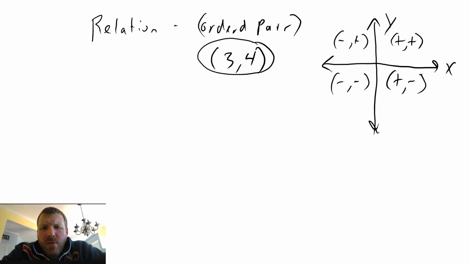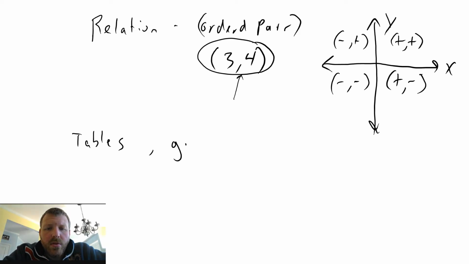But basically, a relation is just a set of ordered pairs, okay? Could be one, could be more than one. Relations are represented in different ways, okay? Relations can be represented as tables. They can be represented as graphs, or they can be represented as maps.